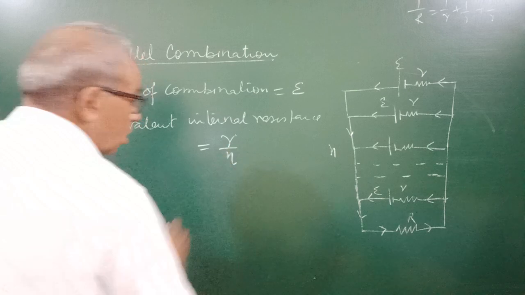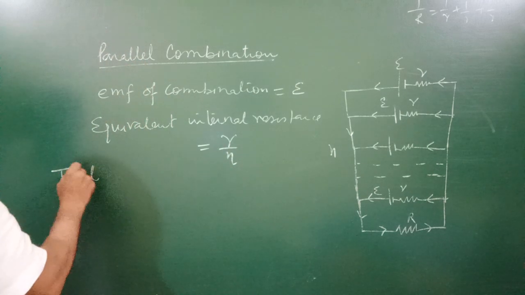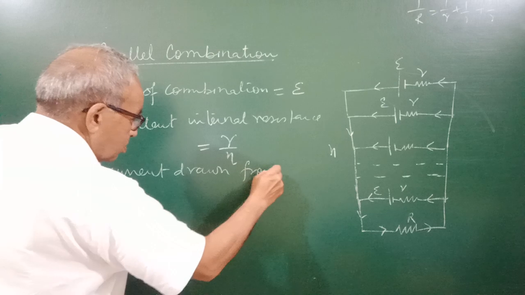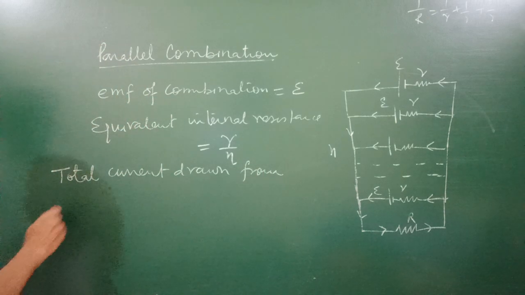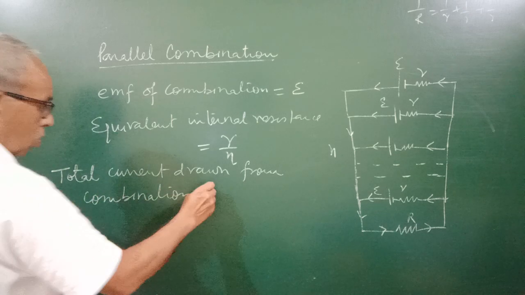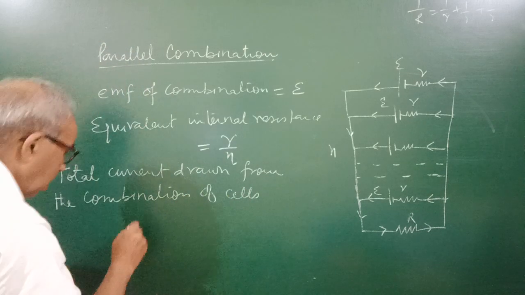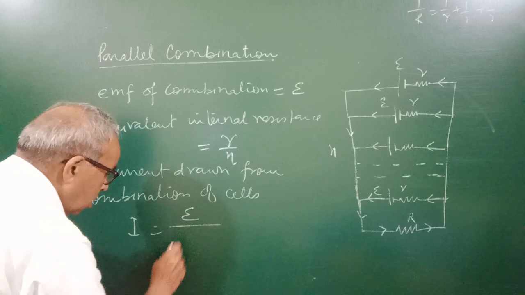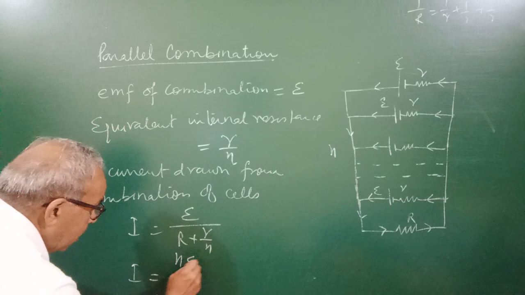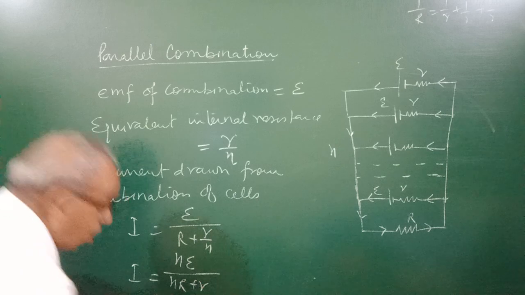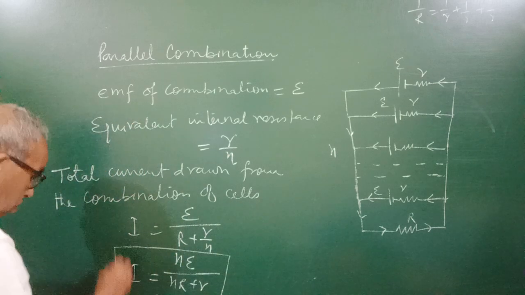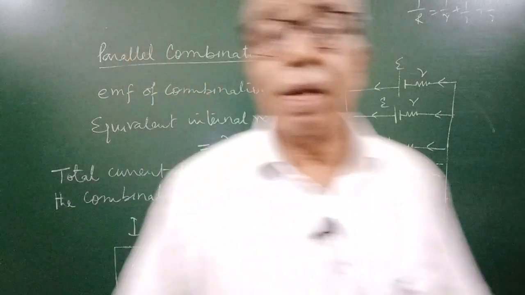And hence total current drawn from the combination of cells I equal to E upon R plus r by n, which will be equal to nE upon nR plus r. So this is the expression for current from n cells when they are connected in parallel.